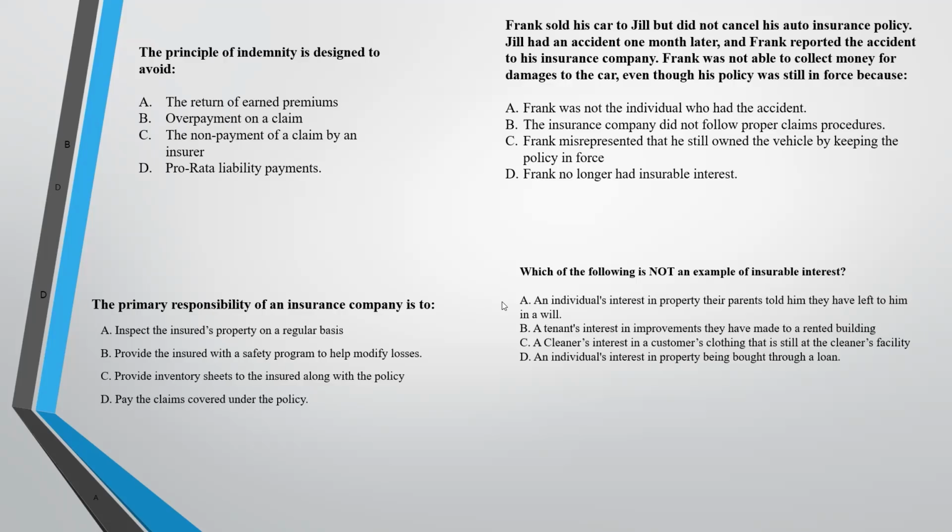Which of the following is not an example of insurable interest? As you're reading through these, there's one keyword in one of these answer choices that makes it incorrect, that makes it so that he or she does not have insurable interest. A. What's that word that makes it that he or she doesn't have insurable interest? They just told him that they've left it to him in a will. Exactly. They just told him. They haven't done it yet. They just said, we will eventually do it. They haven't done it. So he does not have insurable interest yet.